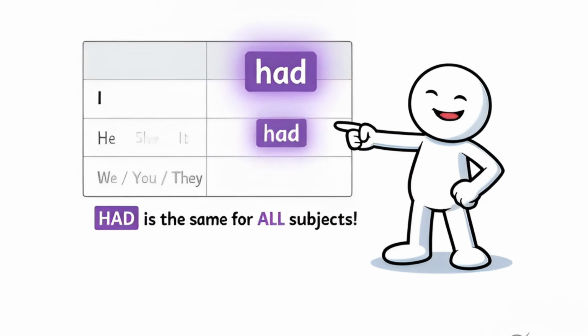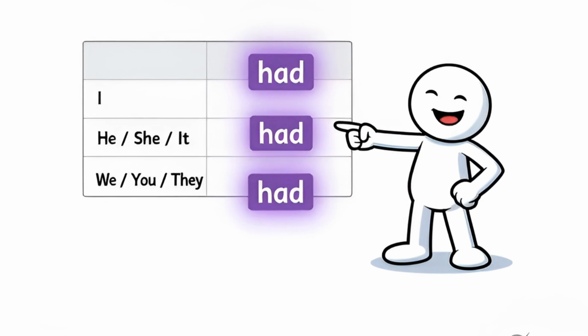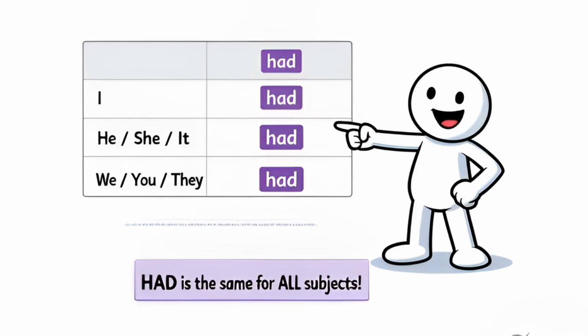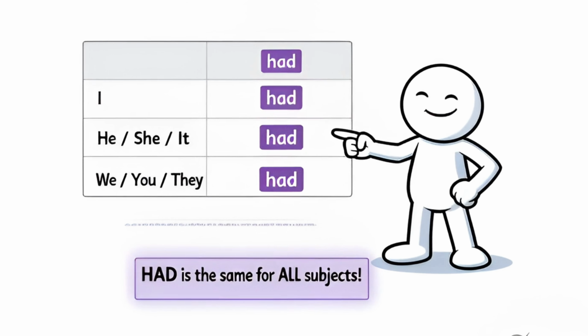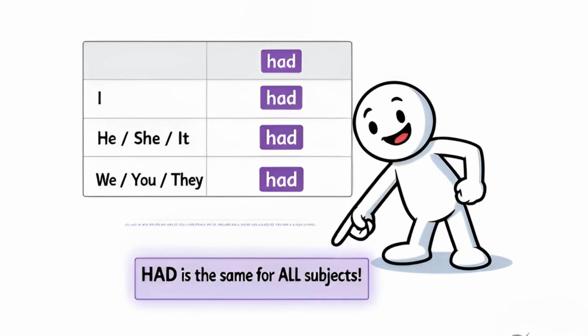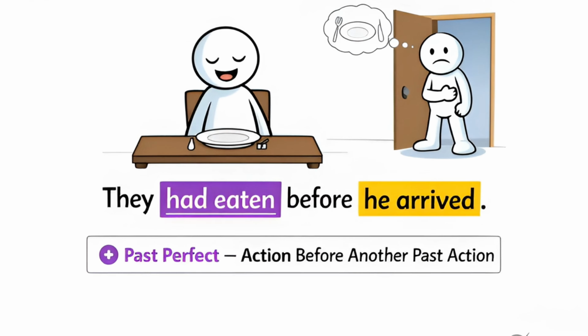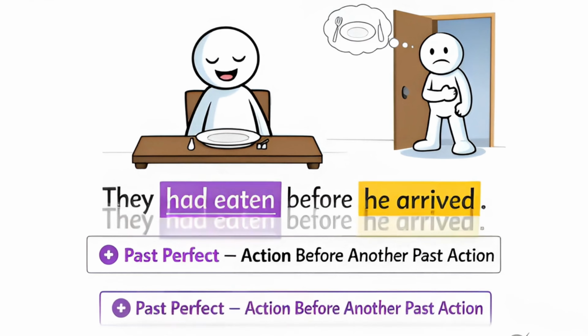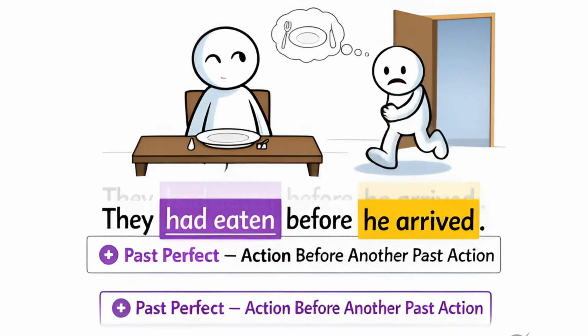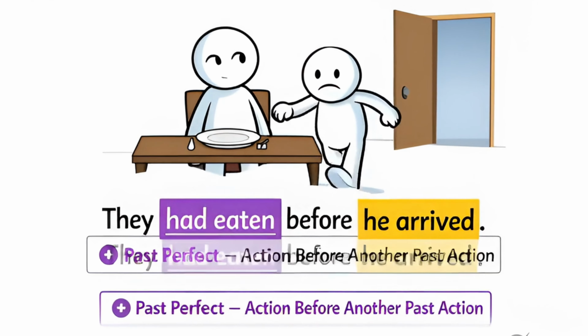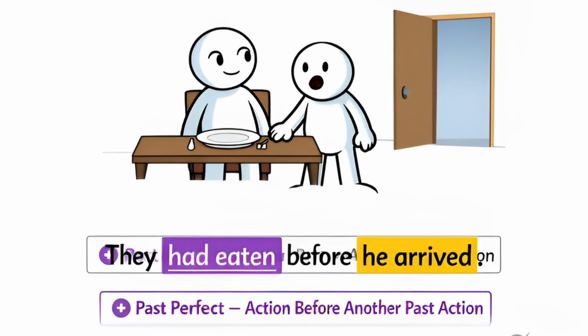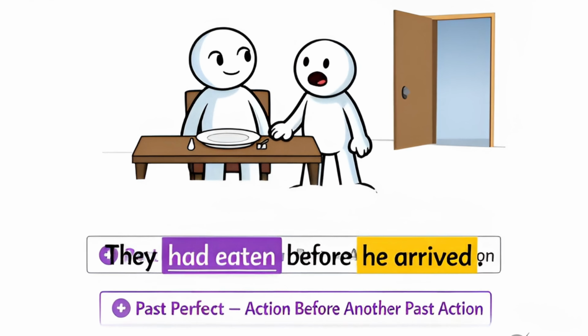The best part about past perfect? Had is the same for every single subject. I had, he had, she had, we had, always just had. They had eaten before he arrived. Had eaten happened first, arrived happened second. Past perfect for the first action, simple past for the second.